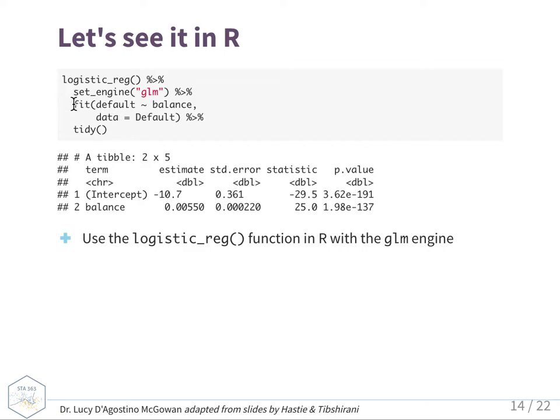And so we still use that fit function. We have our y here as default, x is balance, we set our data, and if we pipe that to the tidy function, we get this nice output where we can see our estimates. So this is our beta hat estimate for the intercept, negative 10.7, and the beta hat estimate for the slope, or for balance, 0.0055. We get our standard errors, our t-statistics, and our p-values.